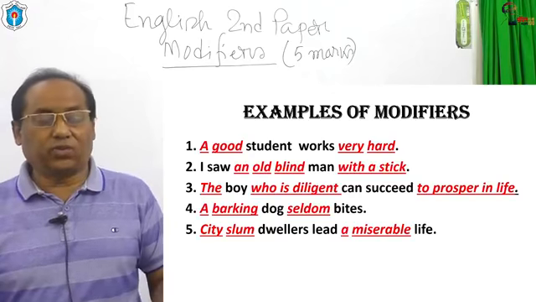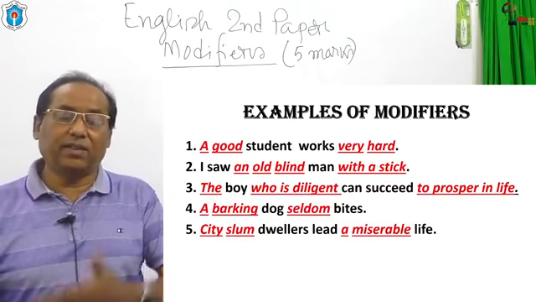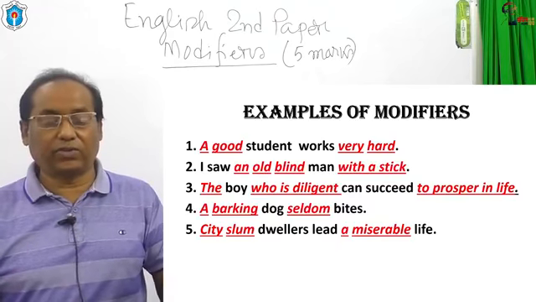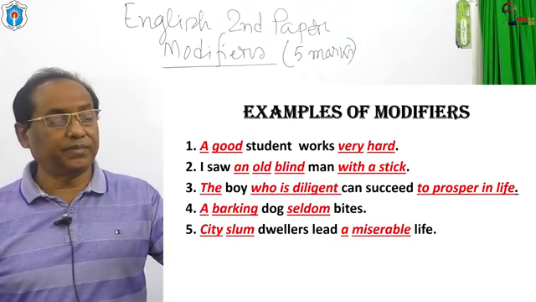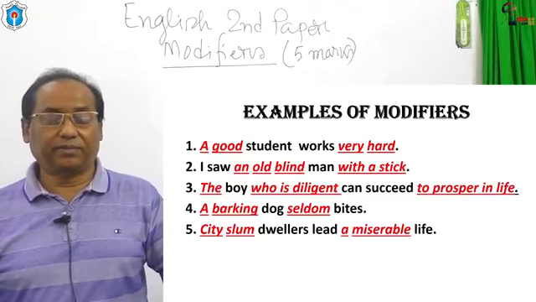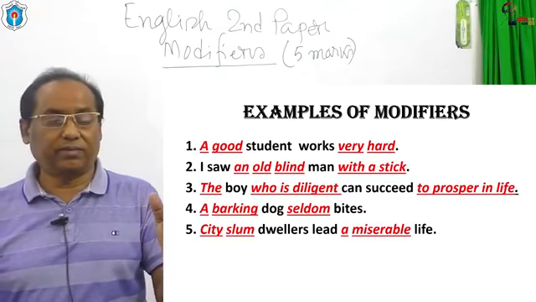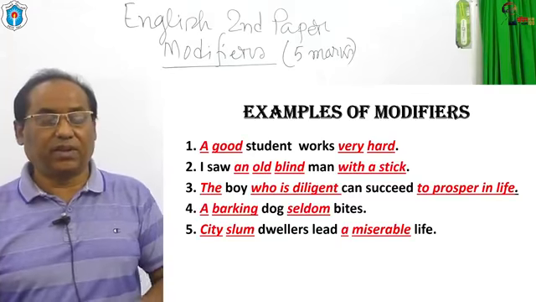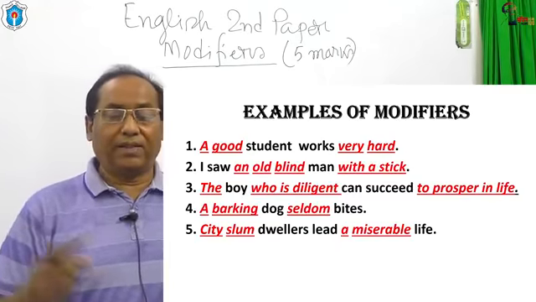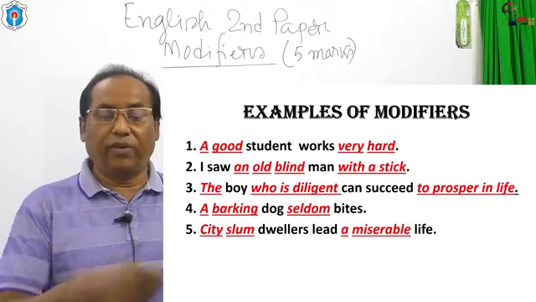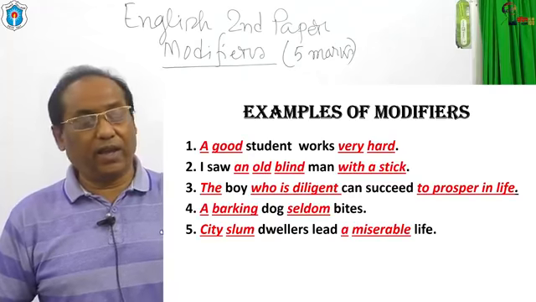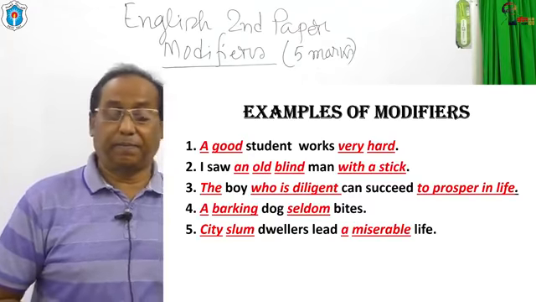So, how is the student? The student is good. Good modifies or qualifies the student. So, it is a modifier. Also, a indicates the student. How many students? A student. So, both a and good modify the noun student. So, they are modifiers.